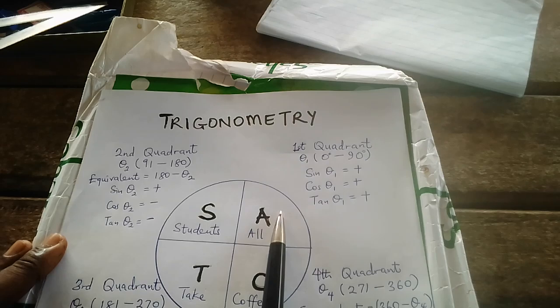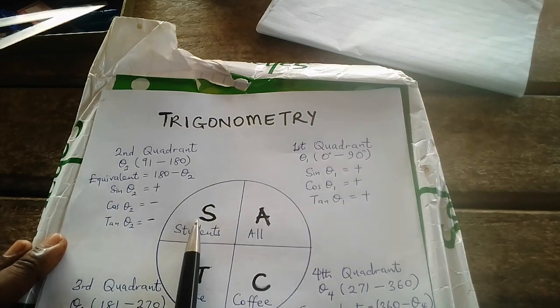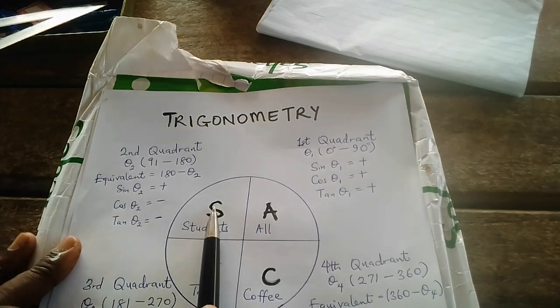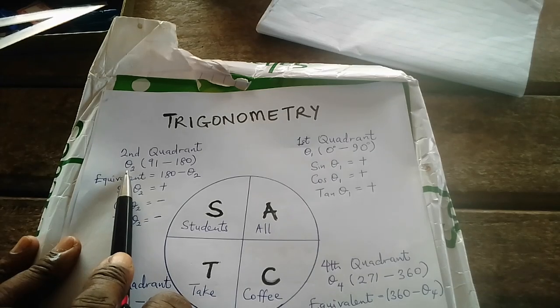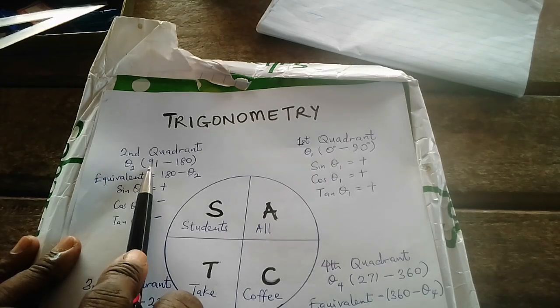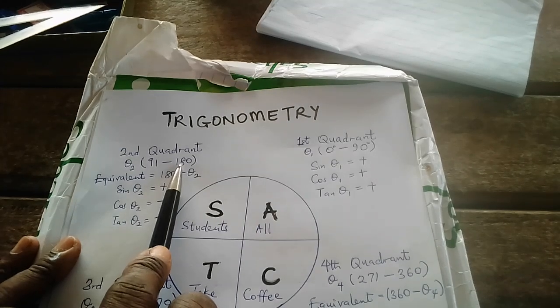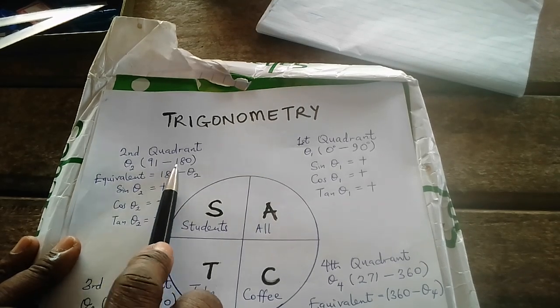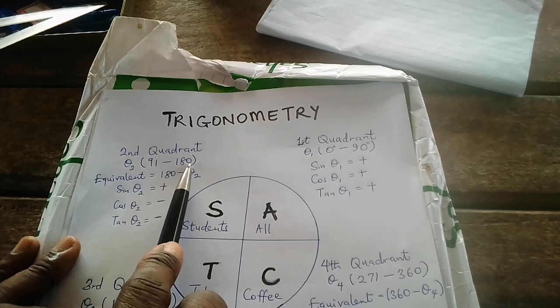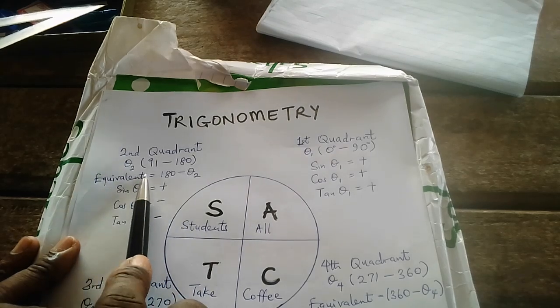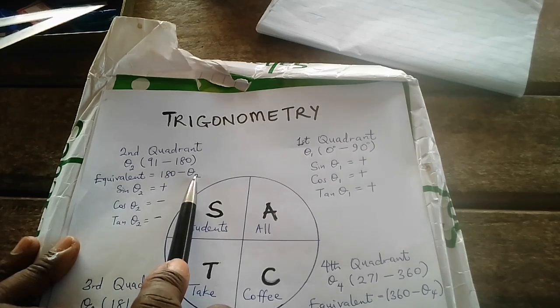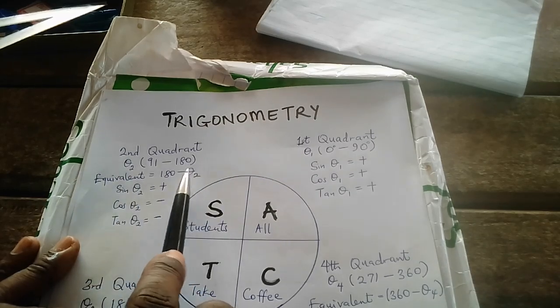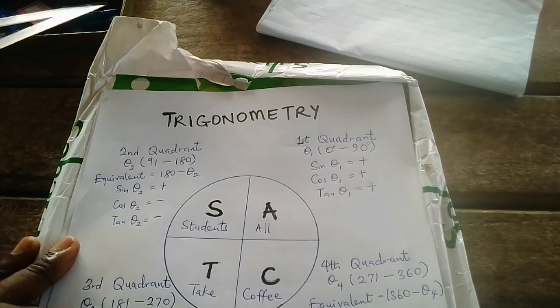Then we move anti-clockwise. From this side, we move to the second quadrant. In the second quadrant, the angle theta 2 is between 91 and 180. The equivalent of this angle in the first quadrant is calculated by 180 minus theta 2.